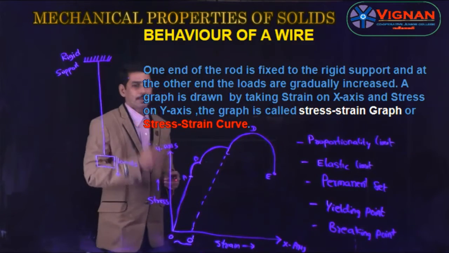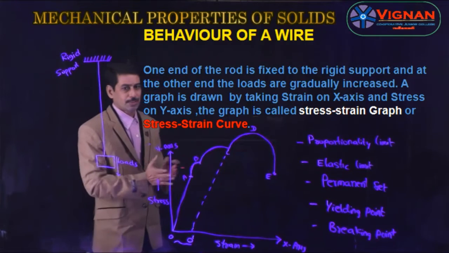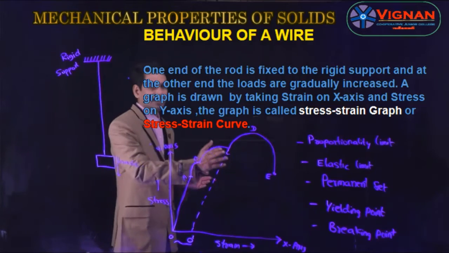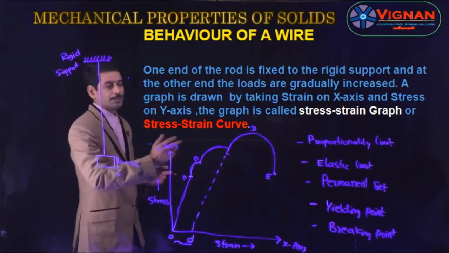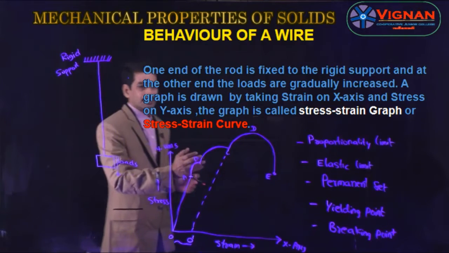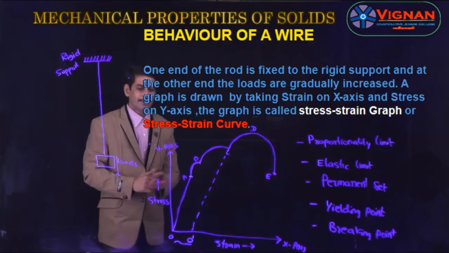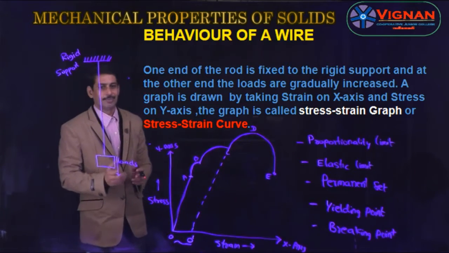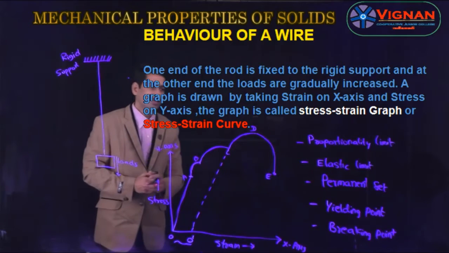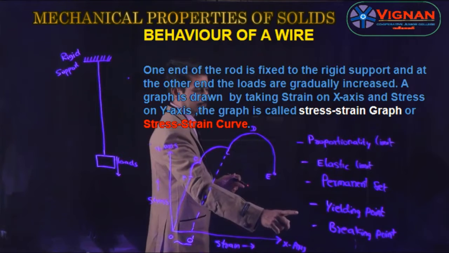Beyond the point D, the wire becomes thinner and thinner. That means the area of cross section of the wire decreases, and the wire finally breaks at the point E. So that point is called the breaking point. These are the conclusions drawn from this graph. By observing this stress strain graph, we are getting the proportional limit, elastic limit, permanent set, yielding point and breaking point.